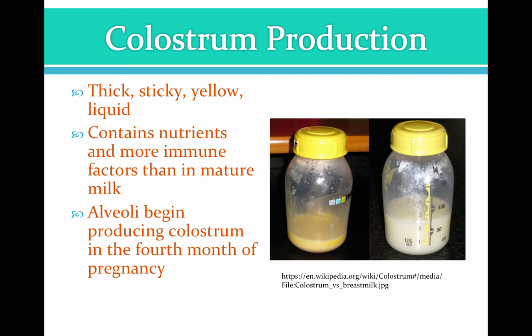Alveoli begin producing colostrum in the 4th month of pregnancy, and only small amounts of colostrum are released into the center of the lobules, and as pregnancy advances, the alveoli continue to fill with colostrum. And some women may leak colostrum out of the alveoli through the cell pores, and some may leak colostrum during the late months of pregnancy.